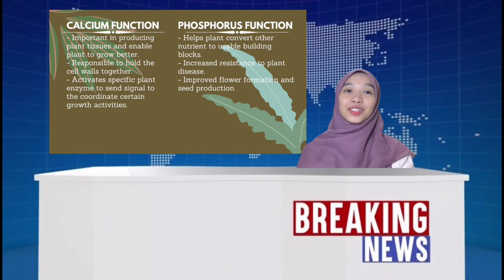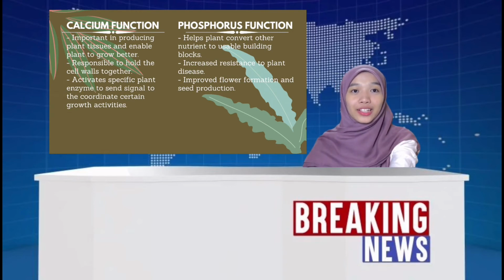So, what is the function of calcium phosphate? I will explain about it, but I want to share how calcium works first. Calcium is important for plants to produce tissue to carry out basic metabolic functions and store food and water. Calcium also enables plants to grow better. Second, it is responsible for plant cell division and holding the cell wall together for more strength. Then, calcium can activate a specific plant enzyme to send a signal to coordinate certain growth activity.